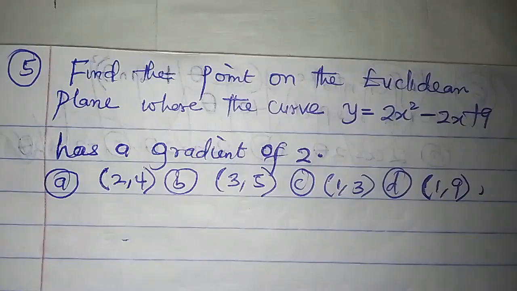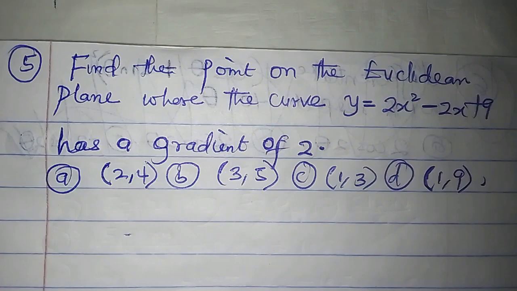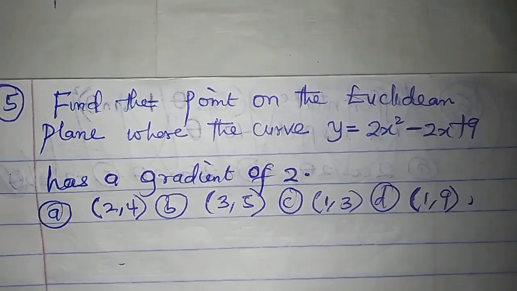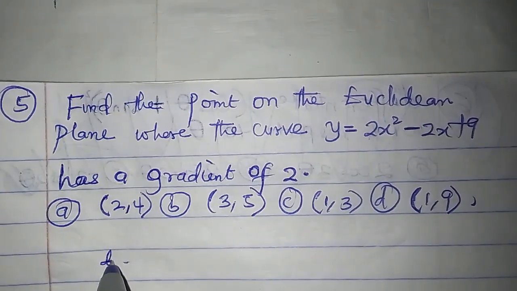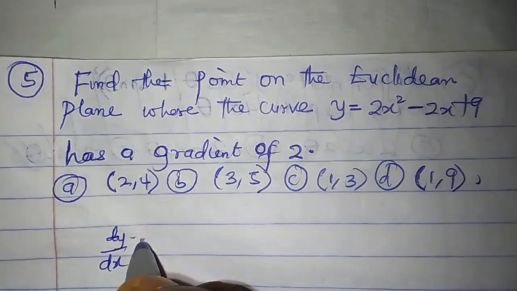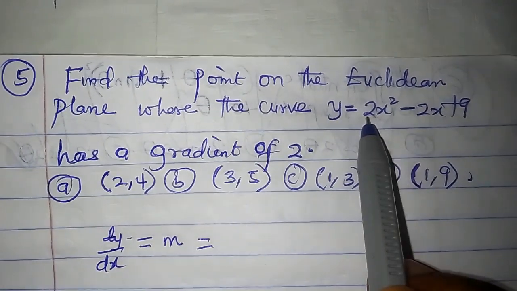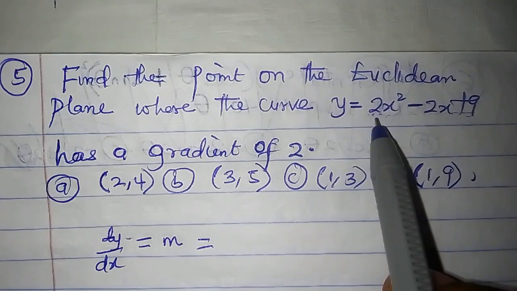Question 5. The question says, find the point on the Euclidean plane where the curve y equal to 2x squared minus 2x plus 9 has a gradient of 2. Alright. The point on the Euclidean plane where the curve has a gradient of 2. So for gradient in this case, we are going to use dy dx. Calculus says gradient is dy dx. Okay? So dy dx, which is the gradient, I want to use m now, is, if I differentiate this function, I have obtained the gradient of the curve.